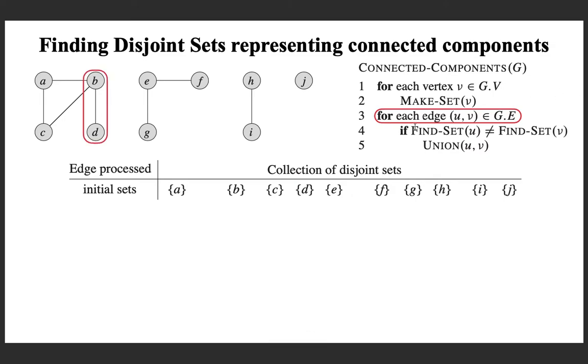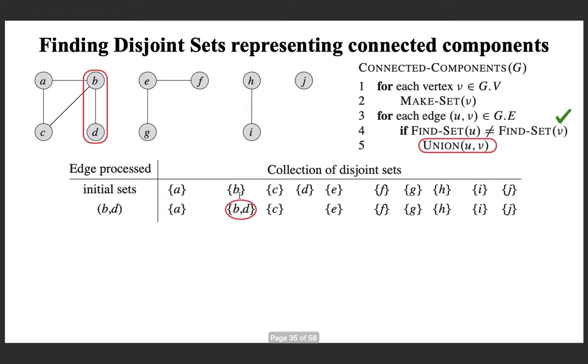And after that, for each edge in the edge set, for example, if you take BD as the edge, what is it doing? It checks whether the sets containing U and V, in this case B and D, are different or not. In this case they are different, B and D are not the same. So it needs to perform the union. So what will it do? It just combines these two into a single set.